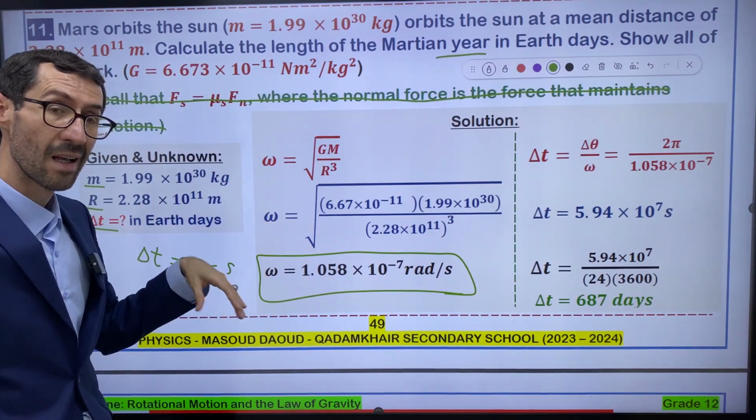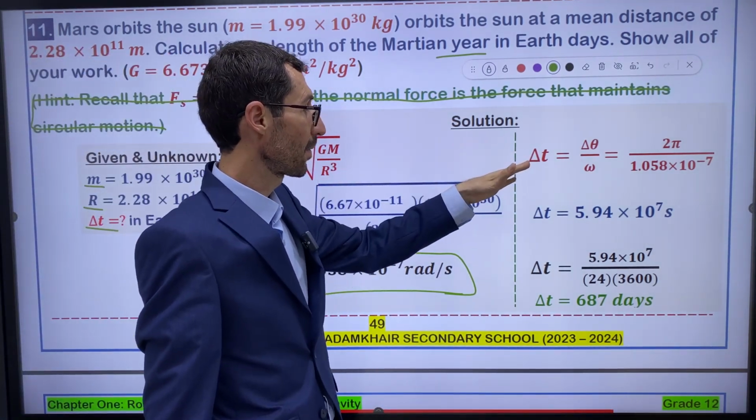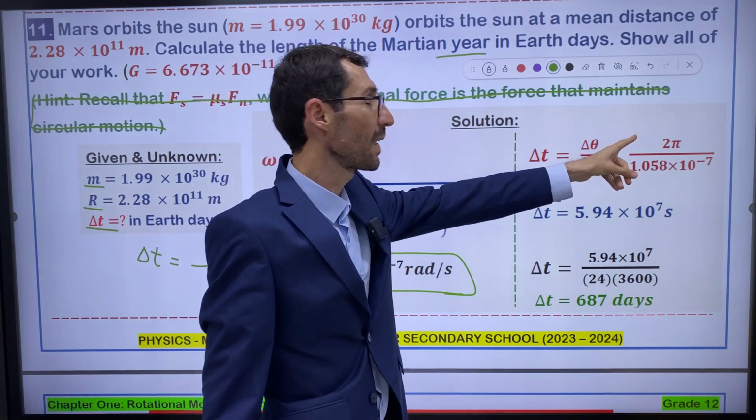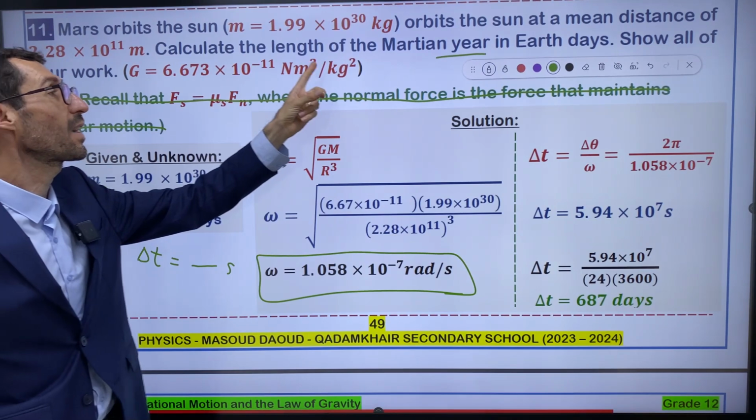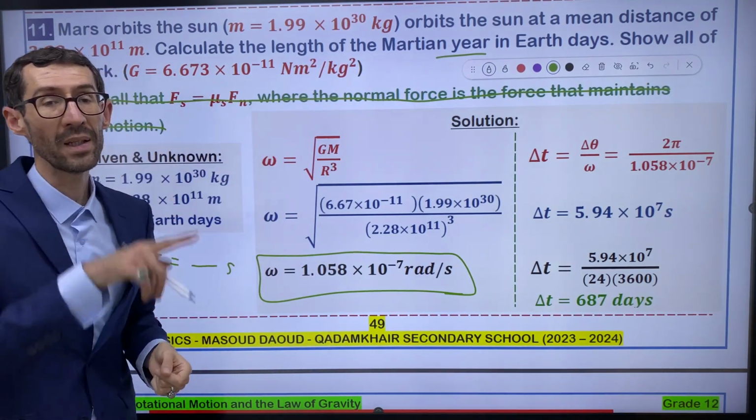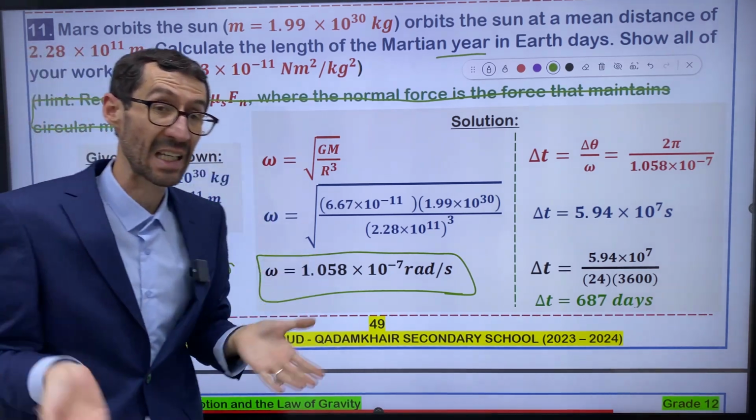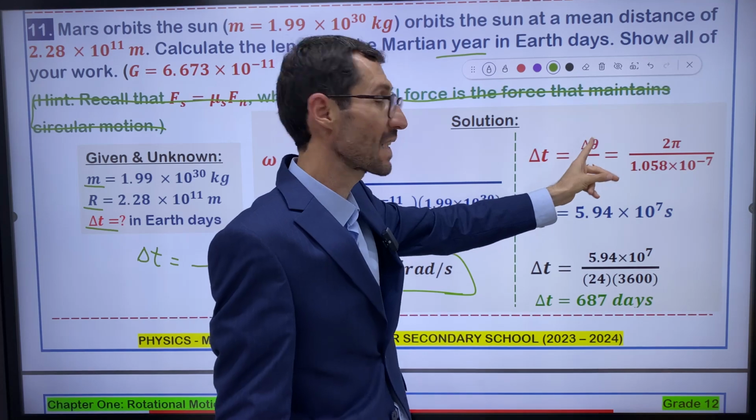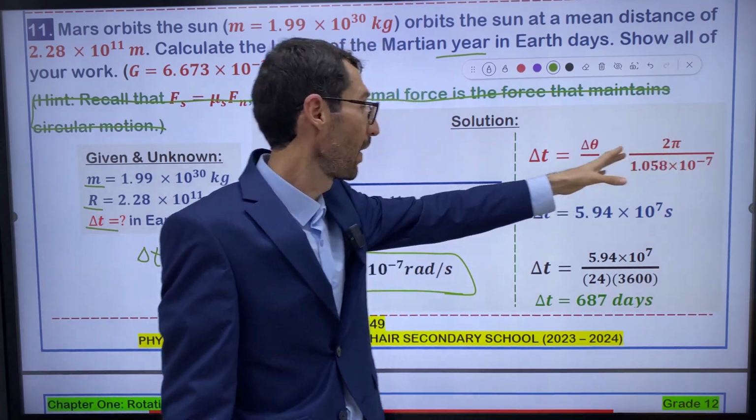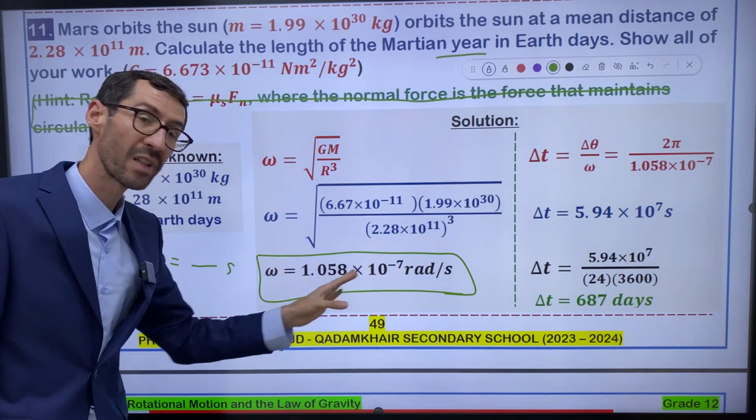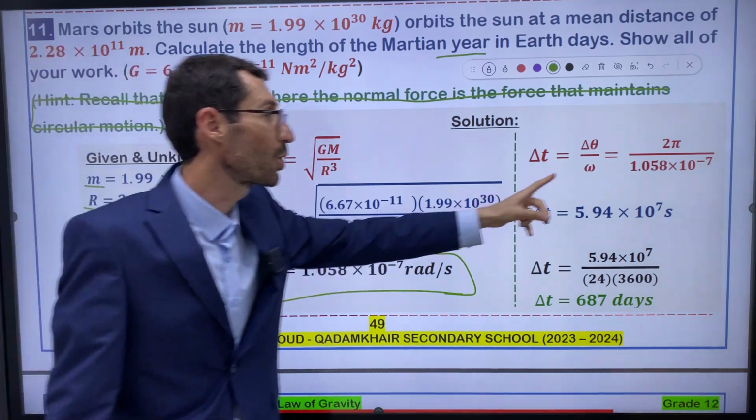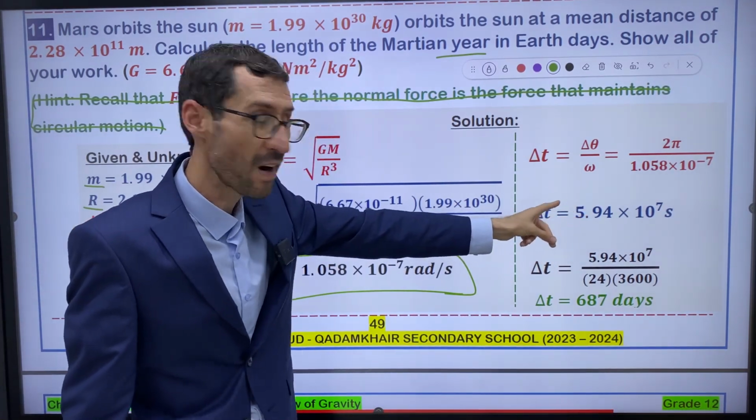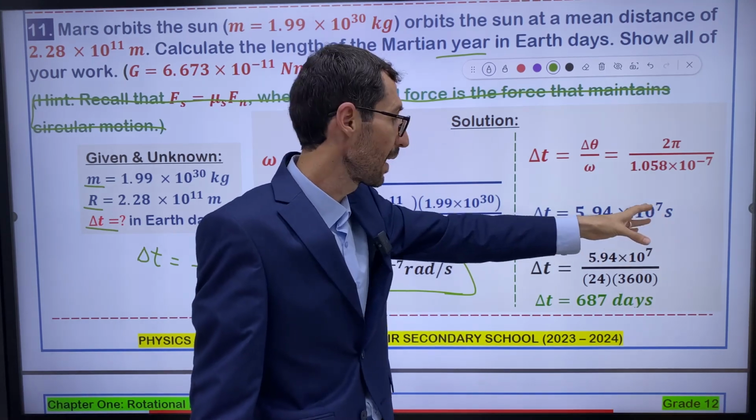So delta T. This is omega. According to this law, delta t is equal to delta theta over omega, right? Delta theta, it talks about 1 year. It says calculate the length of the Martian year. One year means one complete circle, one full cycle, one revolution. And one revolution is equivalent to 2 pi rad. That's why instead of delta theta, you have to substitute 2 pi divided by this number that we've already found, 1.058 times 10 to the negative 7. You get this number, 5.94 times 10 to the power 7 seconds.